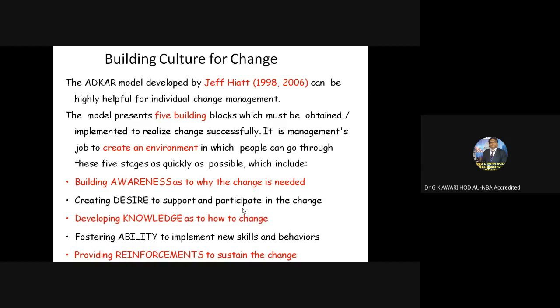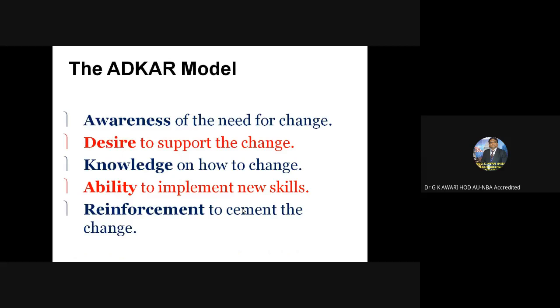The model represents 5 building blocks which must be obtained or implemented to realize change successfully. It is management's job to create an environment in which people can go through these 5 stages as quickly as possible, which include building awareness as to why the change is needed, creating desire to support and participate in the change, developing knowledge as to how to change, then fostering ability to implement new skills and behavior, and providing reinforcement to sustain the change. So this is what the ADKAR model says. ADKAR means A for awareness of the need for change, D is desire to support the change, K is knowledge on how to change, A is ability to implement new skills, and R is reinforcement to cement the change.